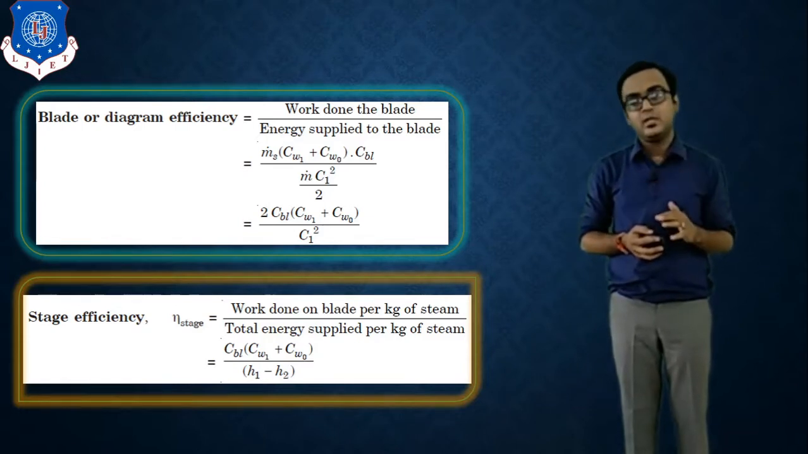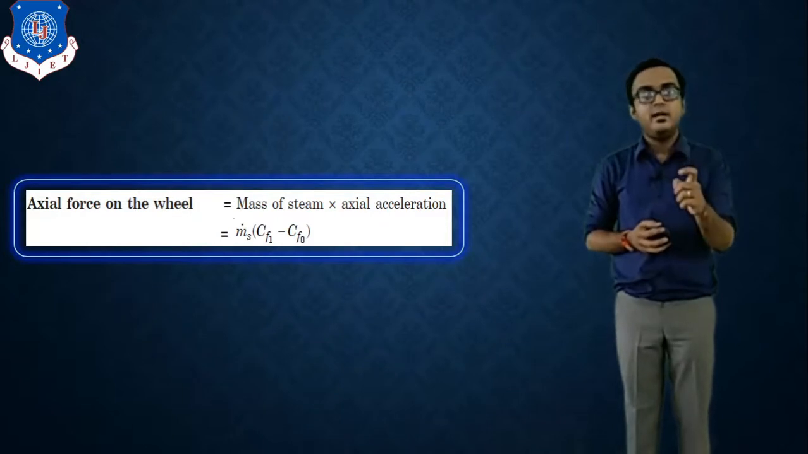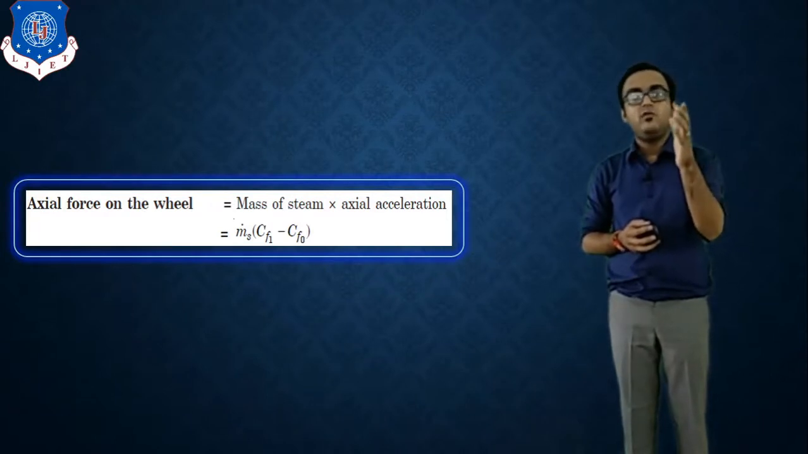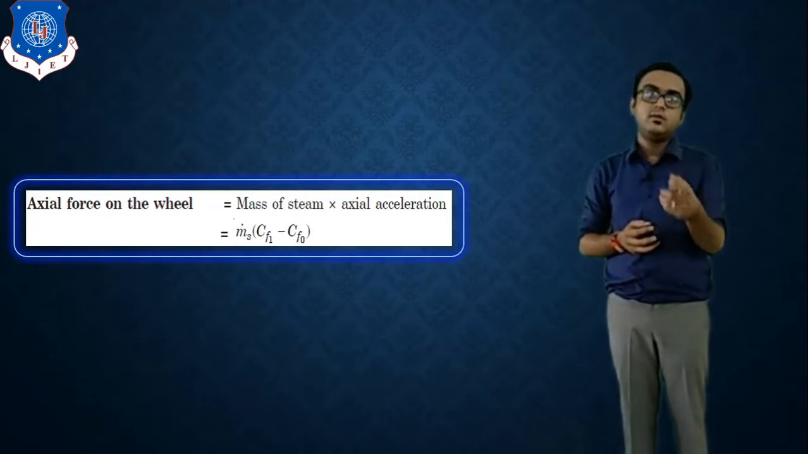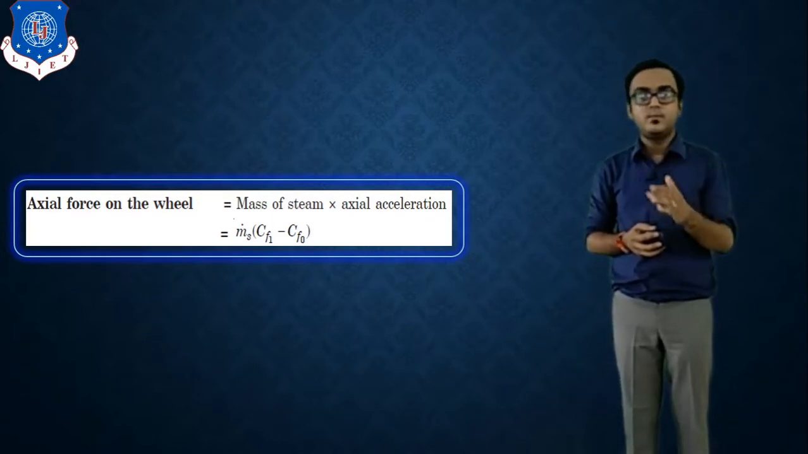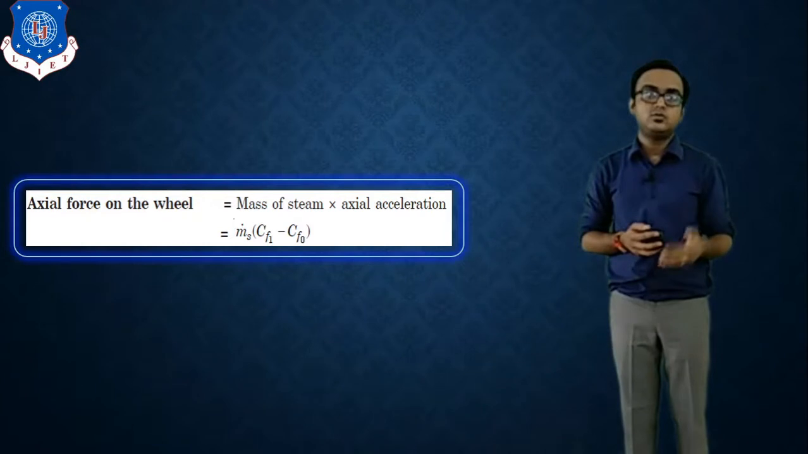Now the next thing I would like to brief you is the axial force generated because of steam flow. Axial force is nothing but mass flow rate multiplied by change of velocity, as I told you. So we have mass flow rate of steam m dot s multiplied by the axial component of velocity, that is Cf1 and Cf0. The difference Cf1 minus Cf0 multiplied by mass flow rate of steam will give us the axial force on the turbine, or you can say axial force on the wheel.